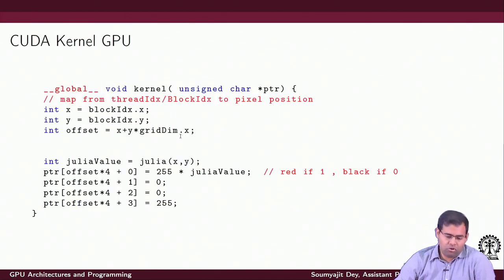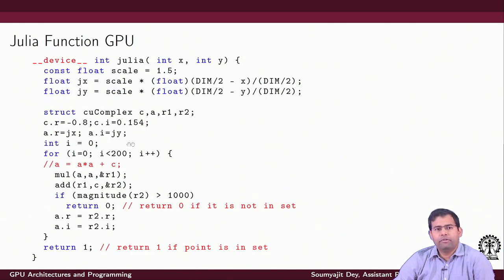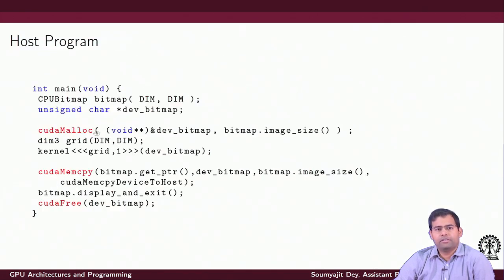So once that launch is being done, every x comma y value of course will get the corresponding block ID, x.x and the block ID x.y, and using them I first do the computation of offset. That's nothing but the x axis plus the y value, the number of rows that would be getting multiplied by the dimension of the grid. Now the dimension of the grid has been set as you can see, as the original DIM dimension value that we have discussed earlier in that graphic slide.